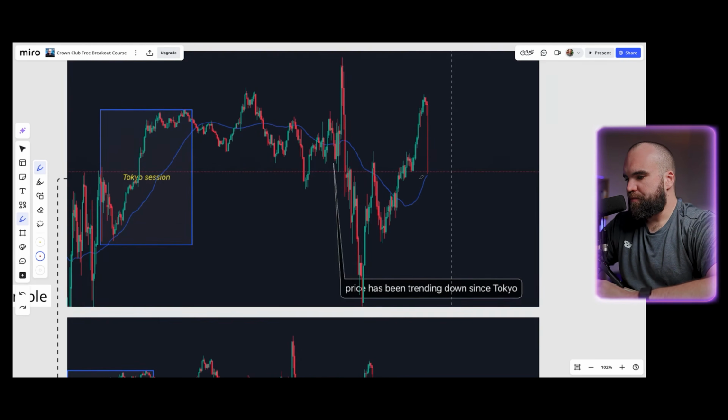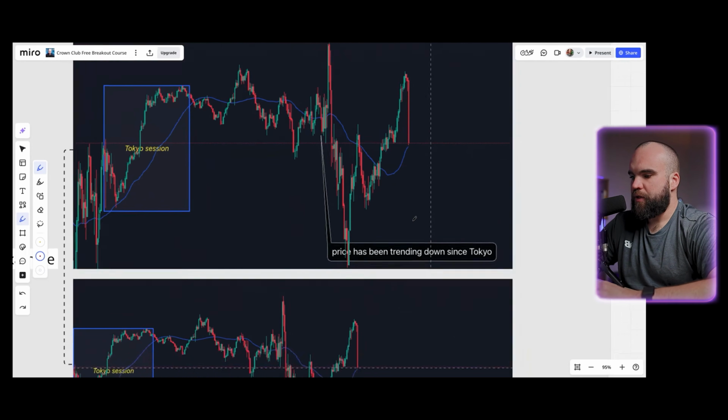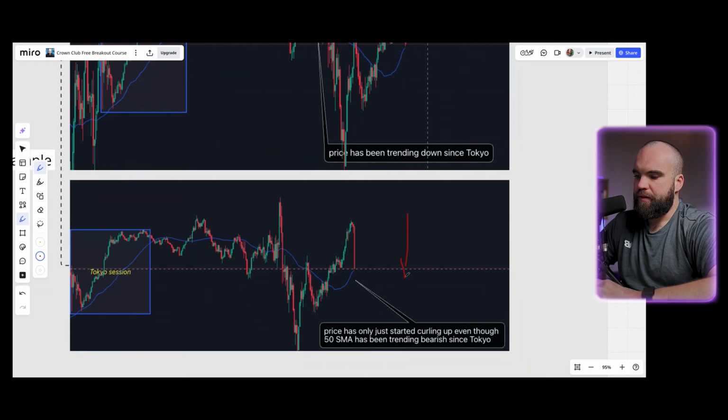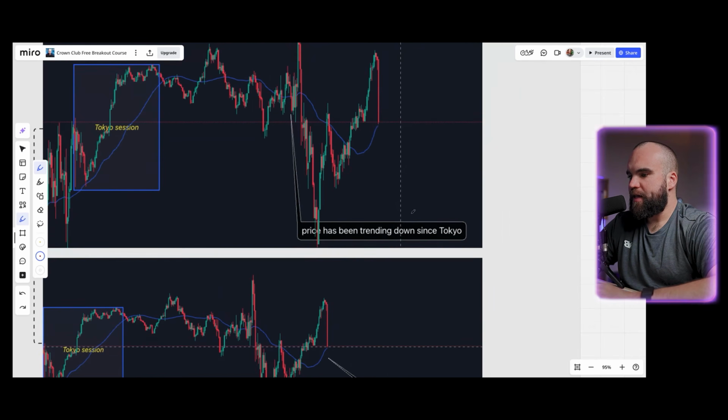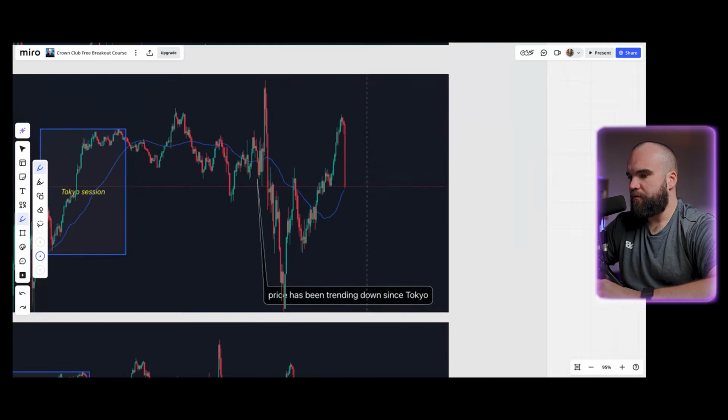Just because it's pointing upwards, that doesn't actually mean much for me. What is important is that it's been trending downwards since Tokyo session. And just because it's curled up once does not confirm to me that price is trending upwards. So for me, this would be a bearish market. I would not be wanting to take buy trades in a market like this, even though price has curled upwards. I would be looking for sell trades only with this particular confluence.